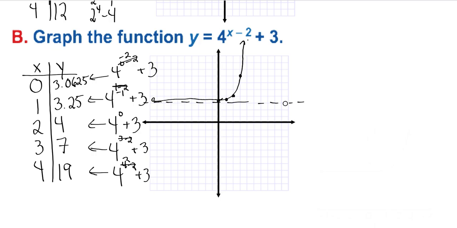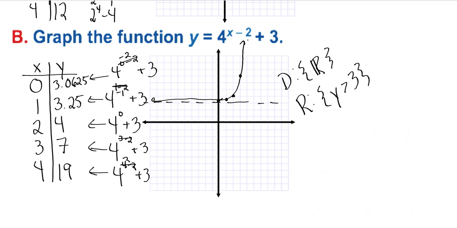So domain, all real numbers. Range depends on the asymptote, which in this case is 3. So y is greater than 3. So that is an exponential growth function when we have transformations going on.